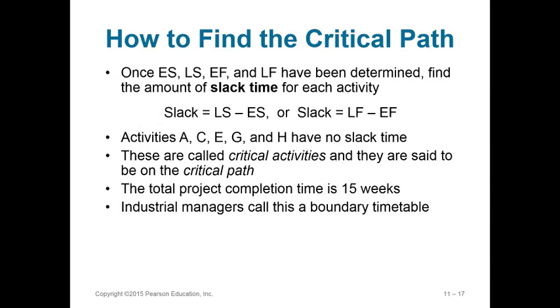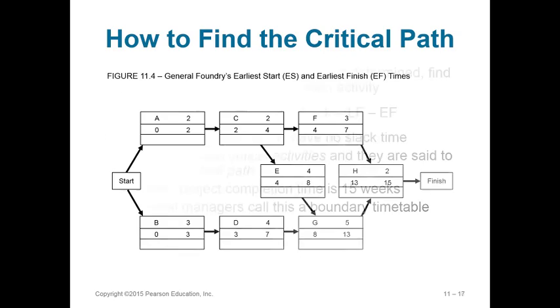A, C, E, G, and H have no slack time, because if you take a look at the process here, C leads to E and F and then to G. So before G can start, E has to start. And that means that A to C is 2 weeks, C to E is another 2 weeks, or 4 weeks in total.